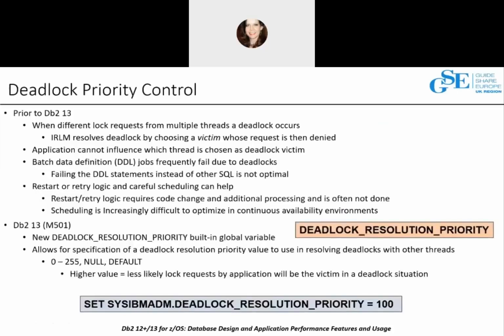Deadlock priority. Okay, as you know, when you have a deadlock, somebody's going to get the short end of the stick. Somebody's going to be the victim, and their request is going to be denied, and they're going to be rolled back. Oftentimes, that's our batch jobs that this happens to. They end up being the victim of a deadlock, which is not good.